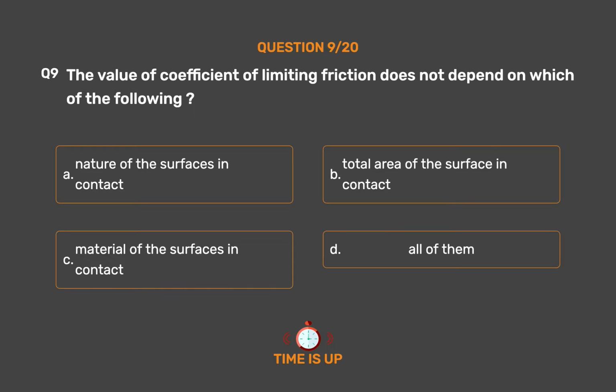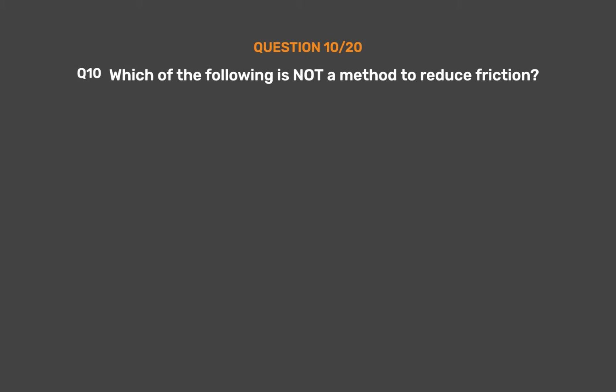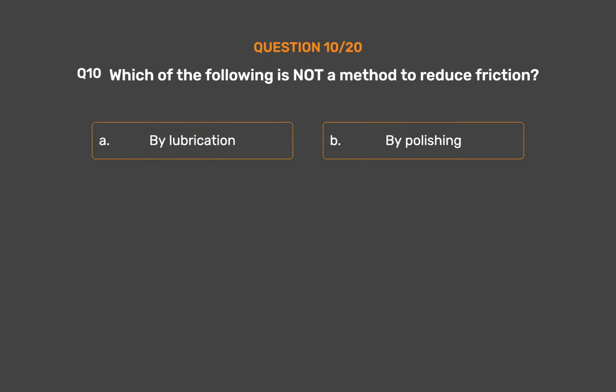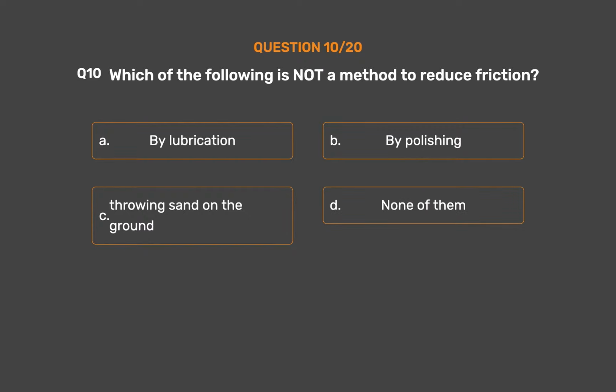The correct answer is Option B. Total area of the surface in contact. Question number 10. Which of the following is not a method to reduce friction? Option A. By lubrication. Option B. By polishing. Option C. Throwing sand on the ground. Option D. None of them.